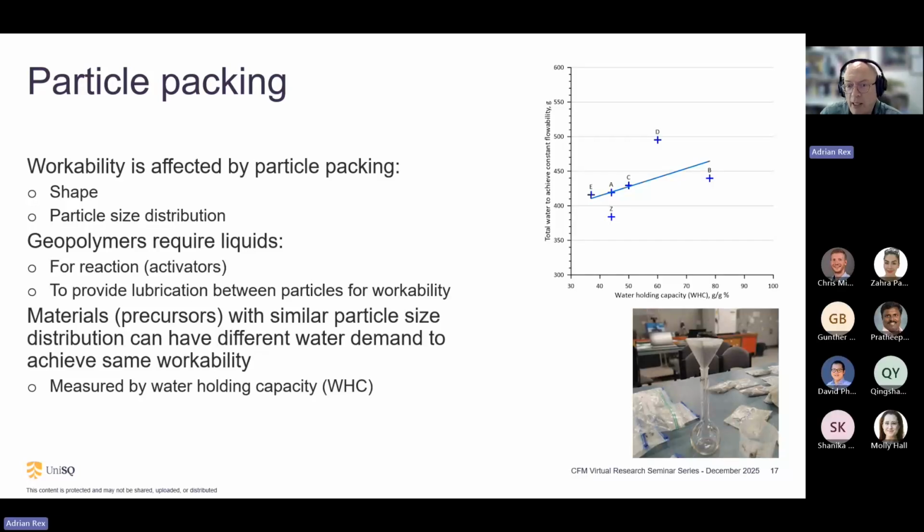So what we're seeing is that ashes with similar particle size distribution give us geopolymers with quite different flowability. Some ashes are very, very watery, flow very easily, and with that same amount of liquid, we've got others that are very dry, sand-like material.